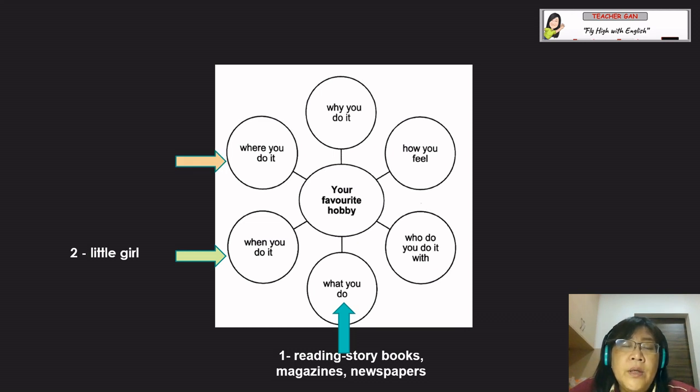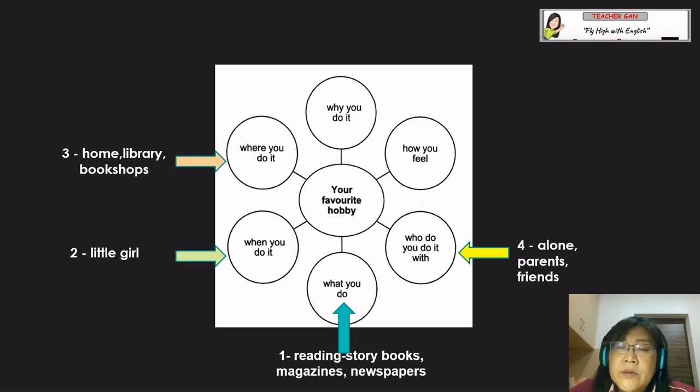And where do you do it? When do you read? Where do you read? So it can be at home, in the library, or in bookshops. And then you have who do you do it with? So where you do reading, who are you with? Okay, so you can write you are alone, or you can read with your parents or your siblings.